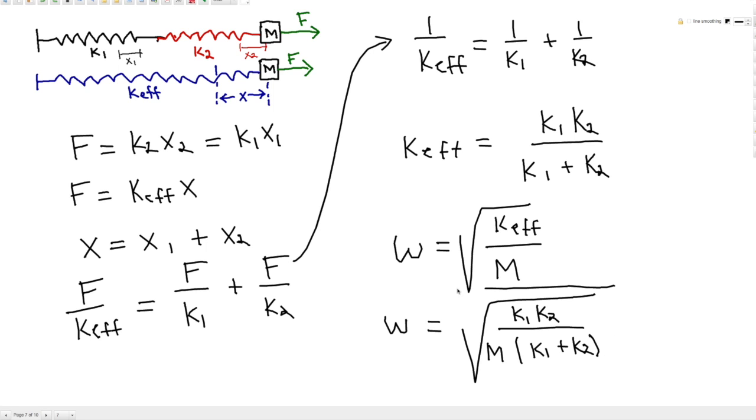Okay, and there we have it, folks. Here's the angular frequency for the spring mass system when I have two springs connected in series with one another.